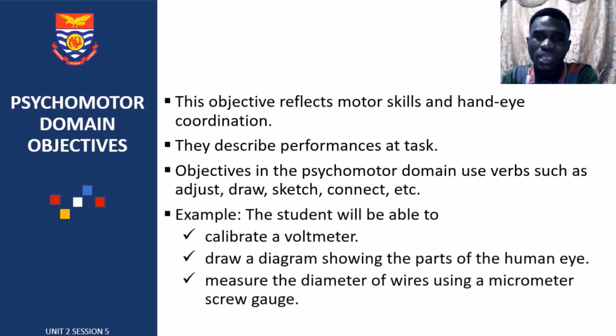So example, the student will be able to calibrate a voltmeter. So the task that the student should be able to do at the end of the lesson is to calibrate a voltmeter. The student will be able to draw a diagram showing the parts of the human eye. And the last one, measure the diameter of wires using a micrometer screw gauge. All these are objectives in the psychomotor domain, and they describe the task that the learner should be able to perform at the end of going through a set of instructions.